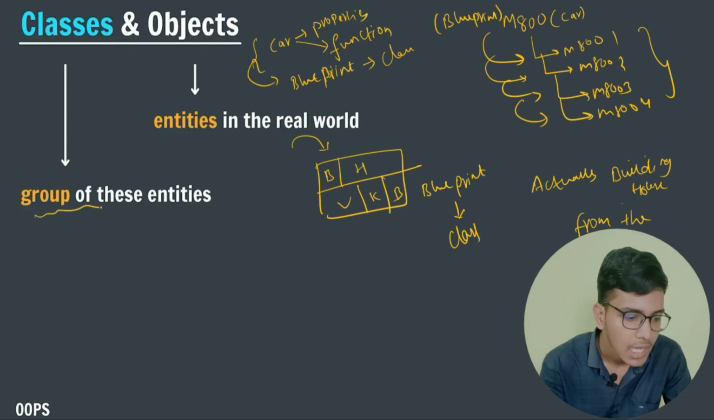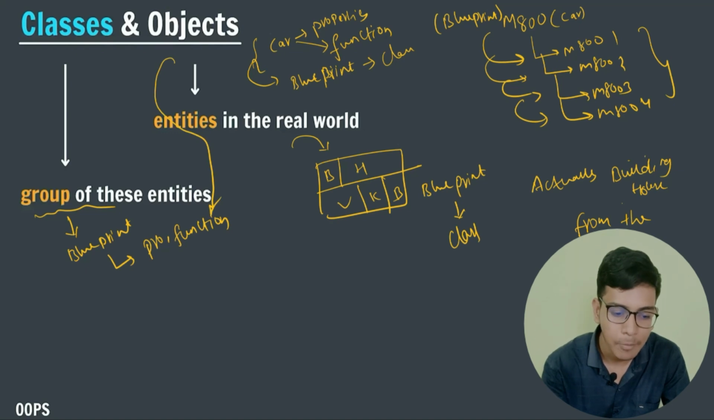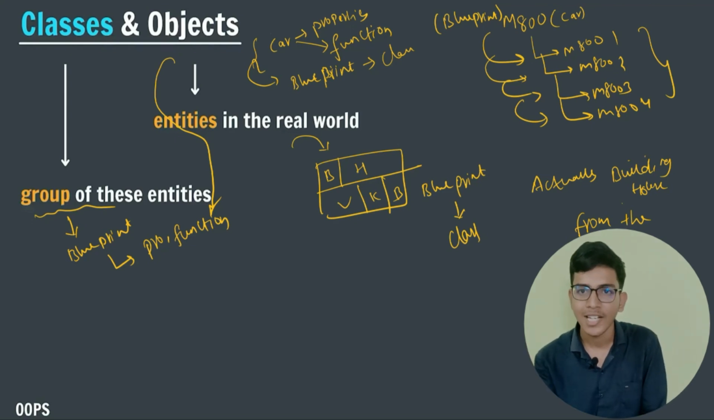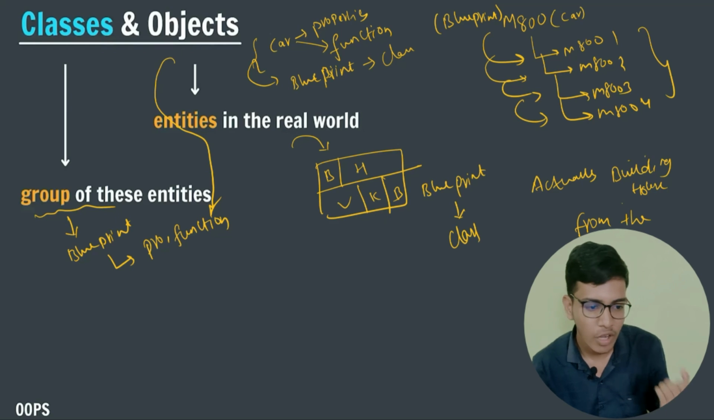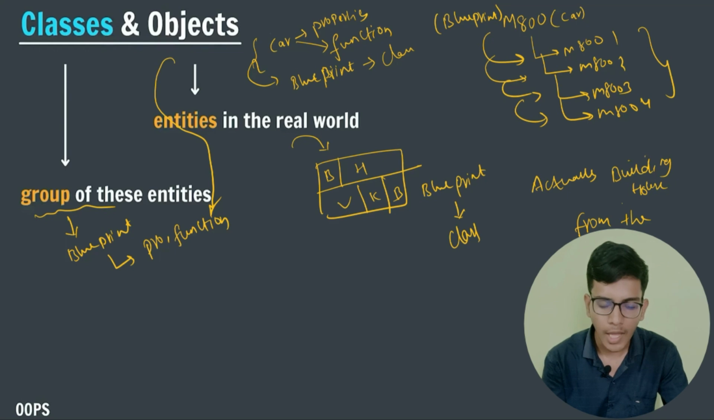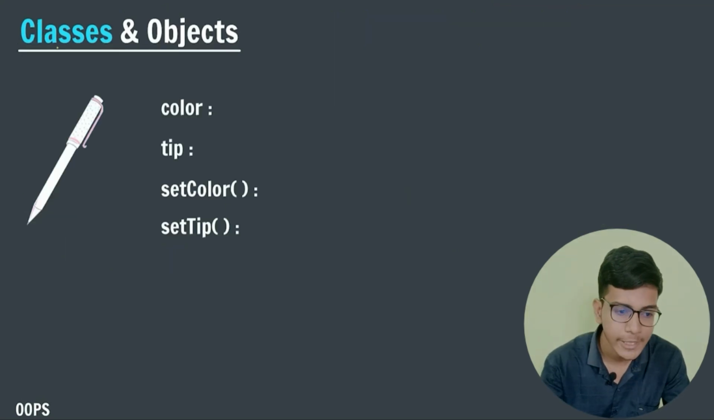So what is class? Class is a blueprint which will describe the properties and functions of the object, whereas objects are the real implementation of a class. So this is the meaning of class and objects. I hope you have understood. I tried my best to explain all these things, class and objects. Now let us see how we can code a class and object in Java.